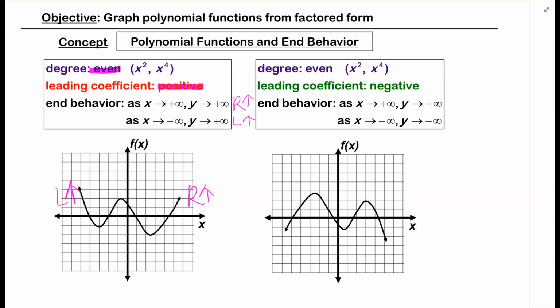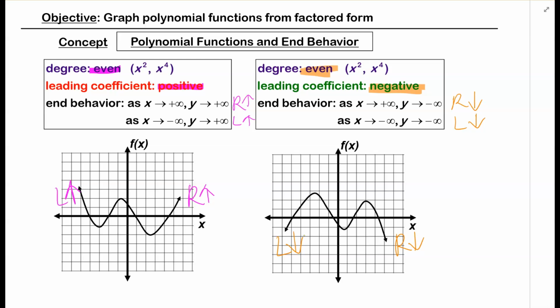Now if I have an even negative function, even negative tells me that as x approaches positive infinity, the right side, my y approaches negative infinity, so it's going downwards. And as x approaches negative infinity, the left side, my y approaches negative infinity, also going downwards. So in my graph, I can see the right side going down and the left side also going down. So again, what differences do you see?